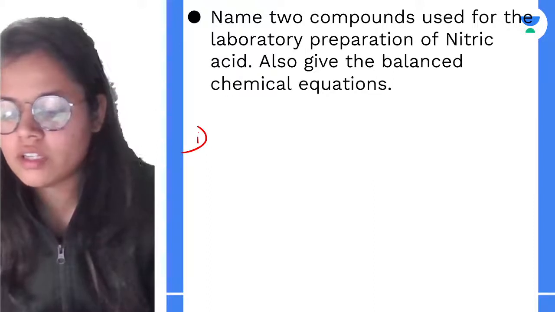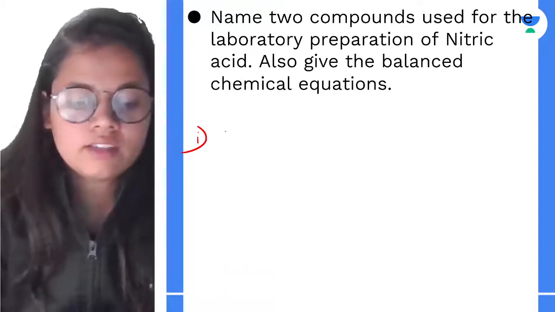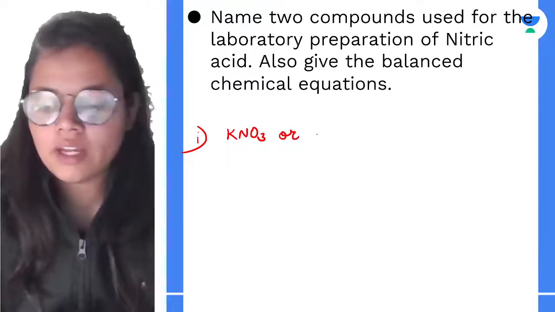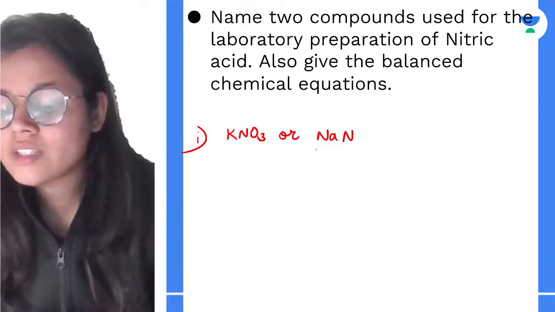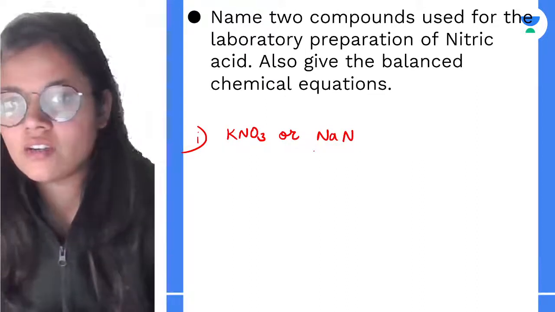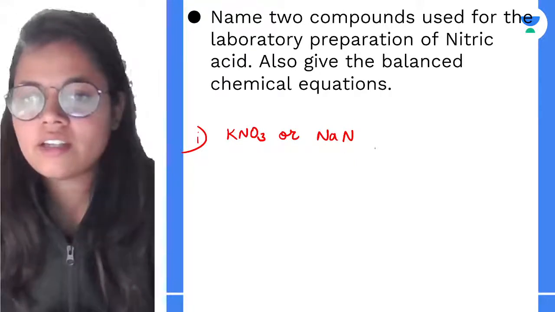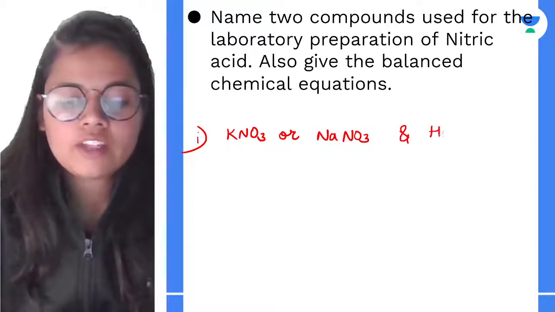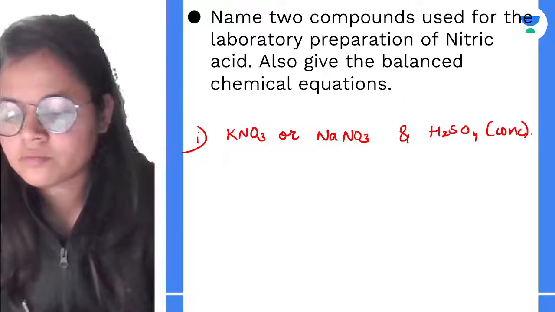Very good, Srishti. Correct. So we are either using potassium nitrate, that is KNO3, or sodium nitrate. Ammonia and oxygen are used in the Ostwald's process. In laboratory preparation, we are using potassium nitrate and sodium nitrate. And what is the other thing? H2SO4 in the concentrated form.